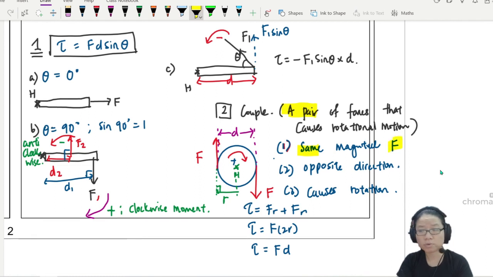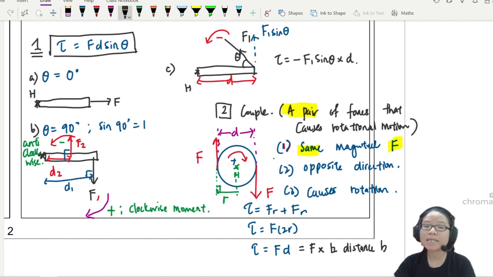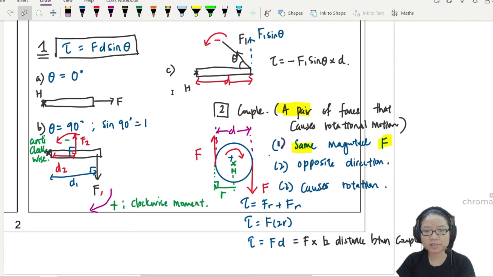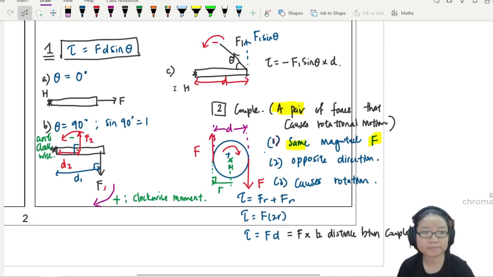Alright. So when we want to calculate torque for couple, we can just take force times perpendicular distance, but sometimes we may want to do a bit of shortcut. We can take F times D, where this one can be written as force times the perpendicular distance between the couple. Okay, it will be the force times perpendicular distance between the couple. So this is case 2.